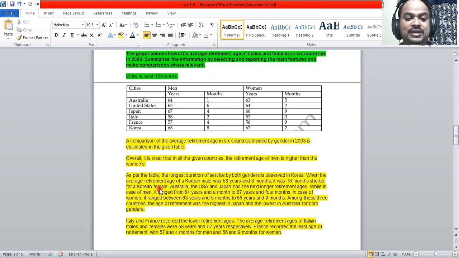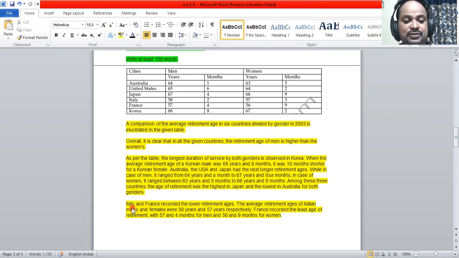Now I am going to deal with the rest, the exceptional cases. Something is under 60 years. So it is Italy and France. You can say Italy and France recorded the lower retirement ages. Yes, Italy and France. The average retirement ages of Italian males and females were 58 years and 57 years respectively.